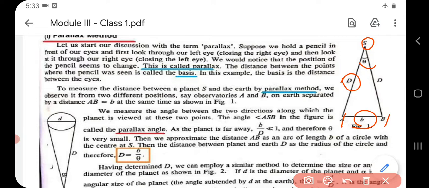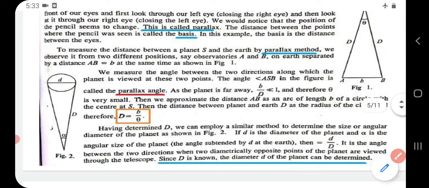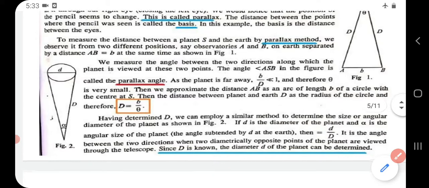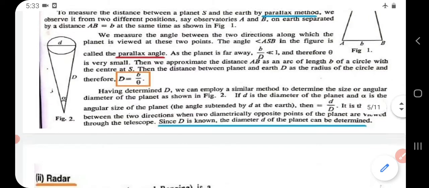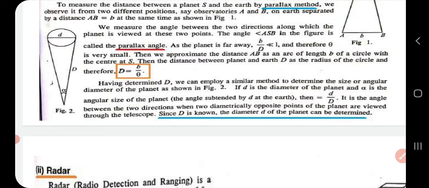Now as the planet is far away from Earth, b by D is very small compared to 1. So the parallax angle theta is very small. Then in such cases, we approximate the distance AB as an arc of length small letter b of the circle with center S. So the distance between the planet and Earth, D, can be calculated using the formula D is equal to b by theta. This is how the distance between the Earth and the planet is calculated, b by theta. Once you measure D, you can also find the diameter or size of the planet.